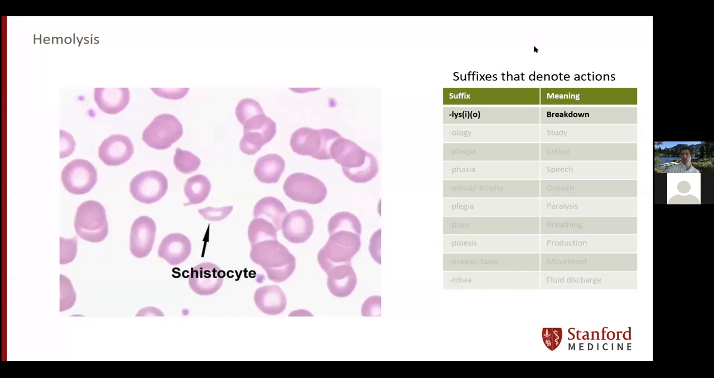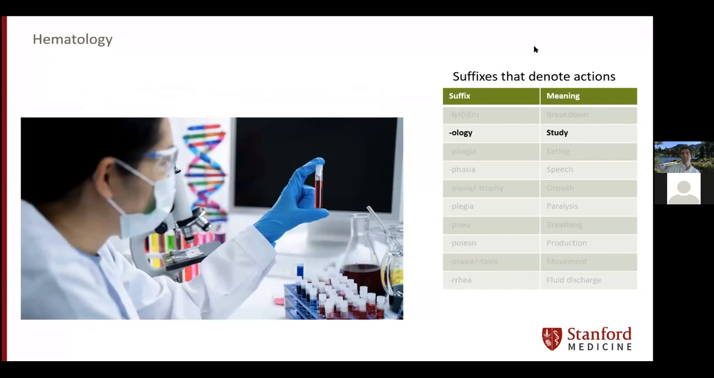Or if you have a condition known as disseminated intravascular coagulation, where your platelets become very stiff and build up in the blood vessels, that will actually cause shearing of the blood vessels as they go through. And seeing the schistocyte is a sign of hemolysis, which is a very important condition to recognize. Or hematology, which is the study of blood.